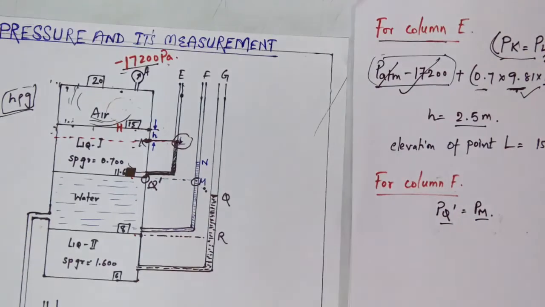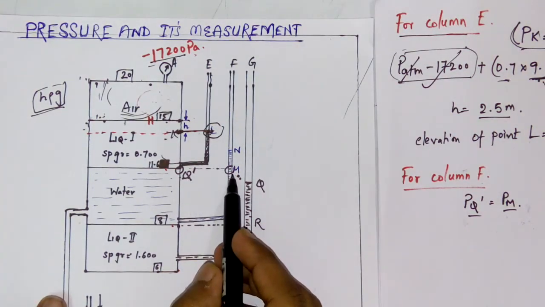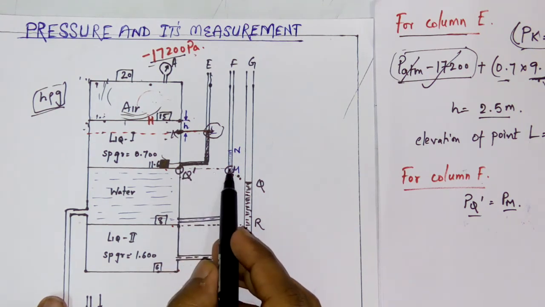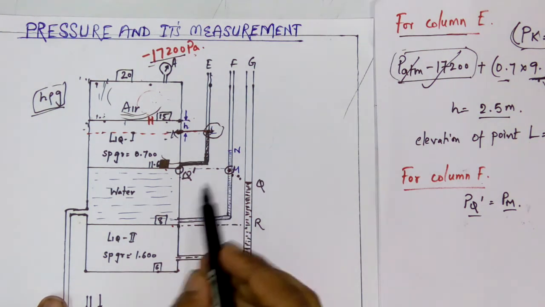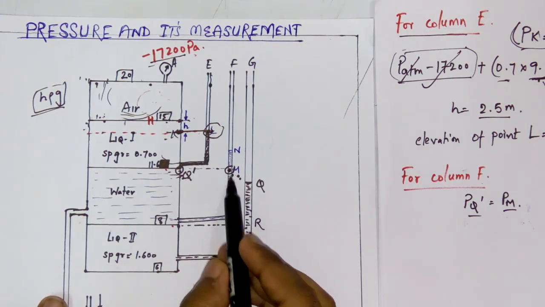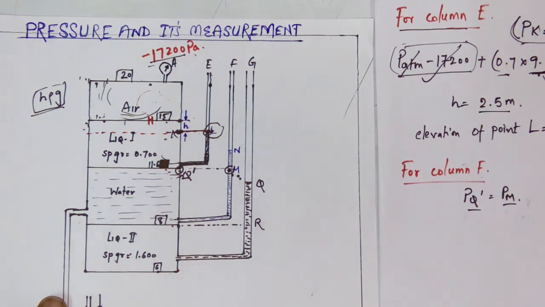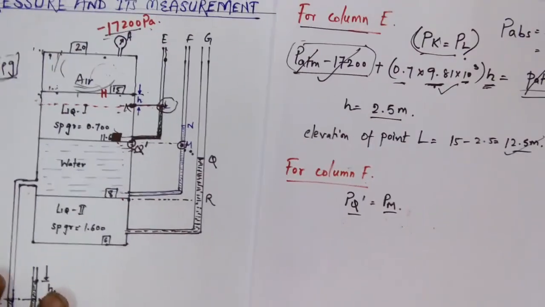Now see, why are the pressures at Q dashed and M the same? Because they are lying at the same horizontal level and also within the same fluid. Here also the fluid is water and here also the fluid is water. Is it clear or not?